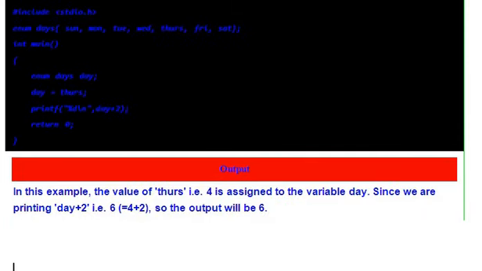So another example, look at the printf here, day plus 2. So day is equal to Thursday. So we have not assigned any values to the enumeration elements or enumeration constants. So it takes default values 0, 1, 2, 3, 4, 5, 6. The value of Thursday will be 4 and 4 plus 2 is 6.